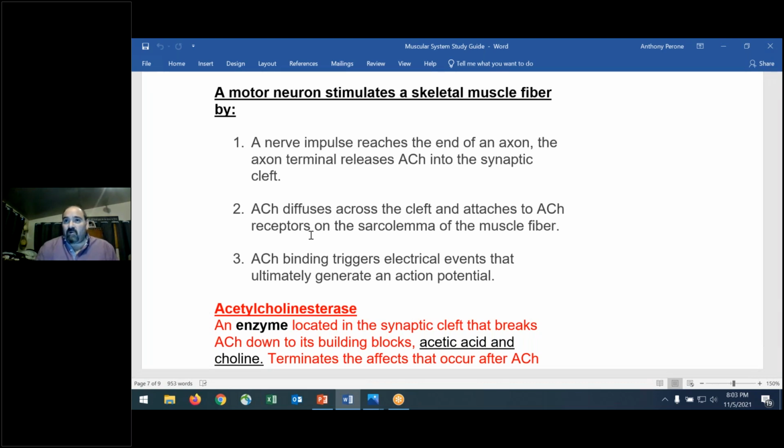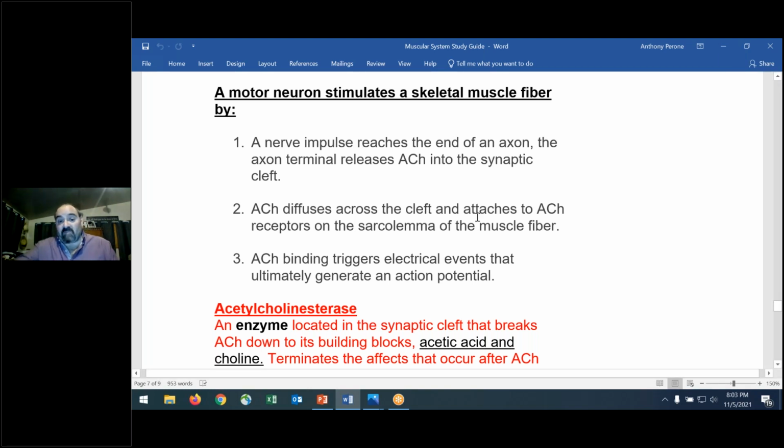okay? We would call those, I'm blanking on the term. It'll come to me, so apologize. But it's important that you see that there are specific receptors for specific chemicals, okay?